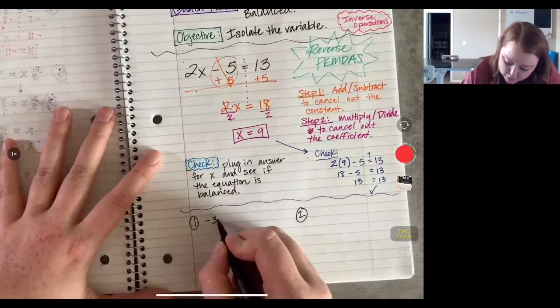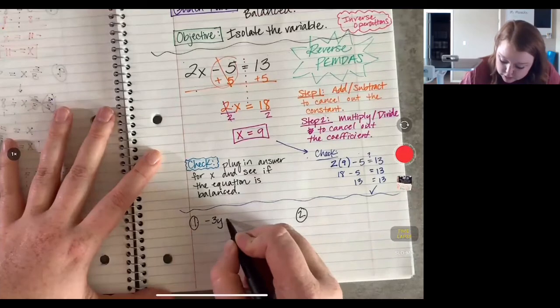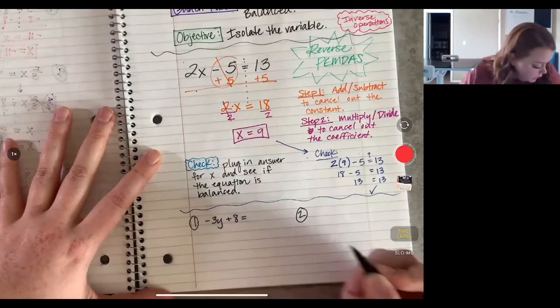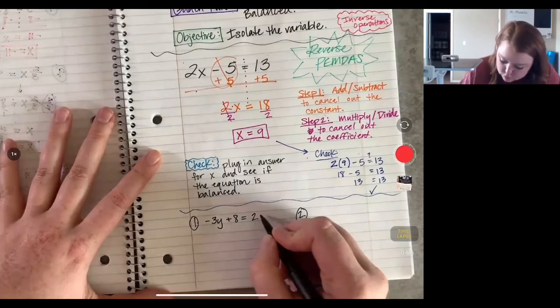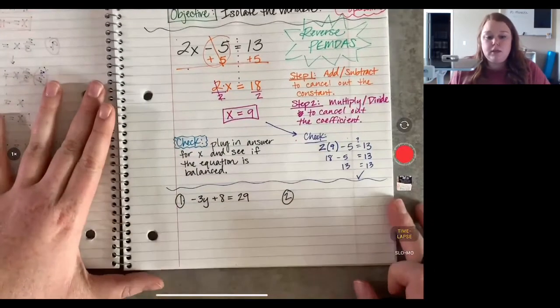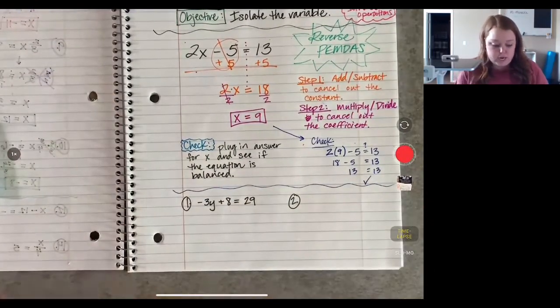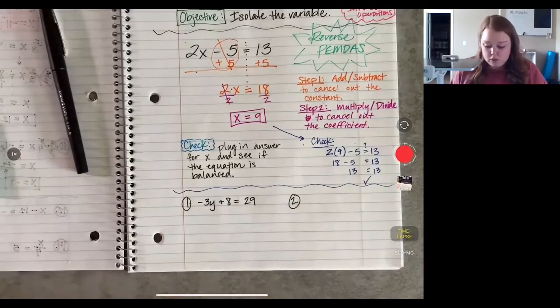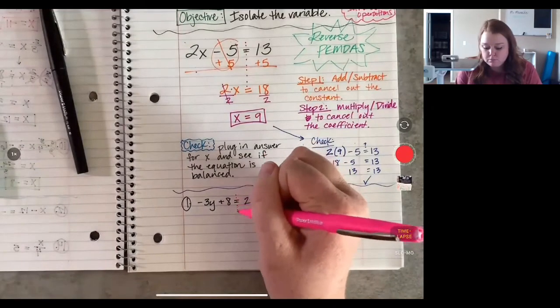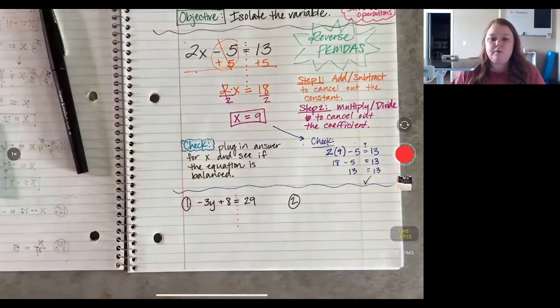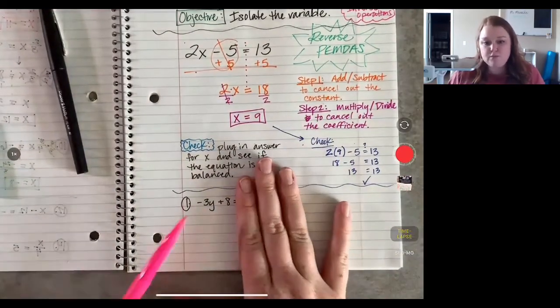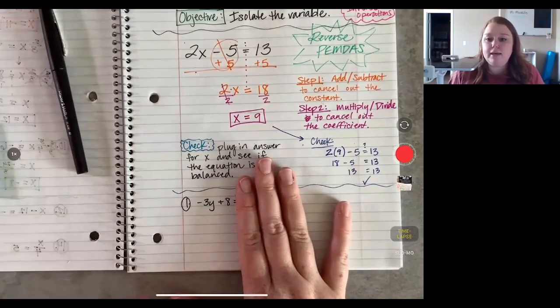Negative 3y plus 8 equals 29. Negative 3y plus 8 equals 29. Okay, separate my sides. I go to the side with my variable on it, and I go, oh, I got to get rid of the negative 3 and the 8.